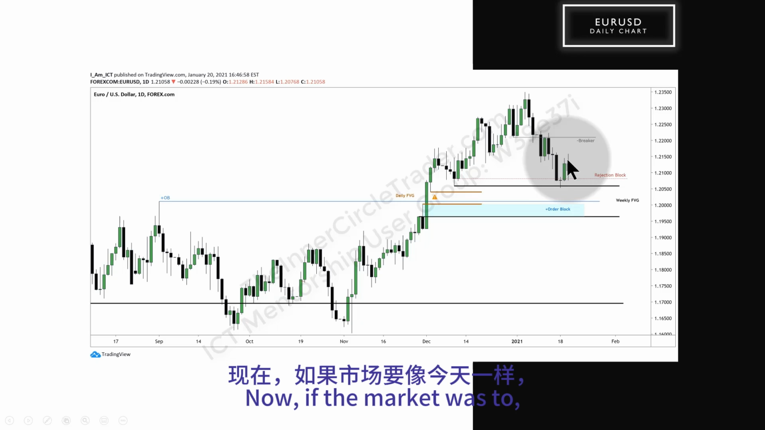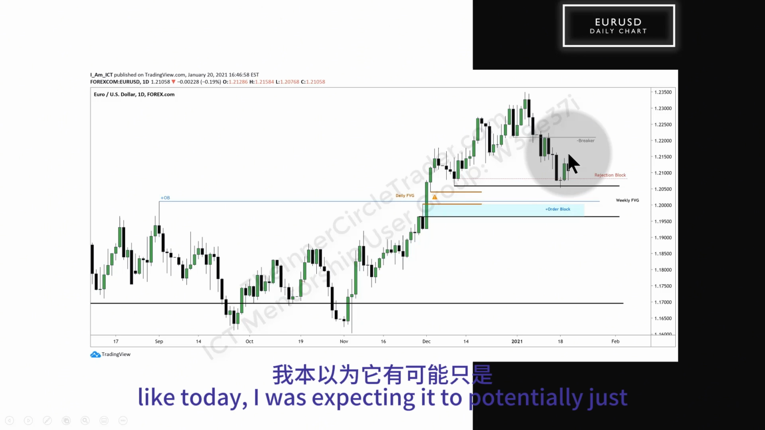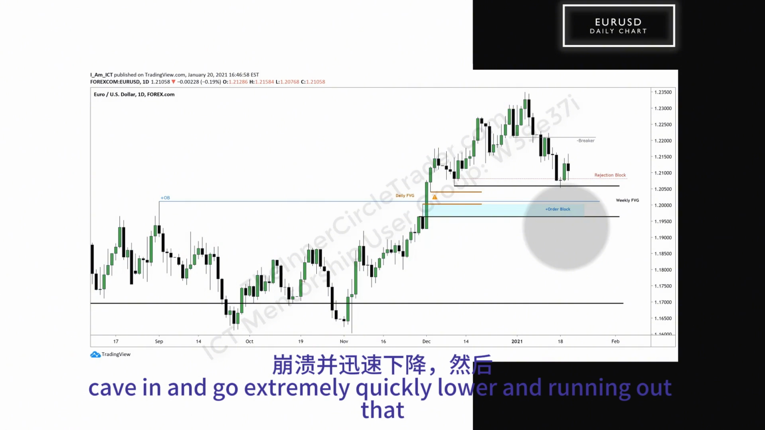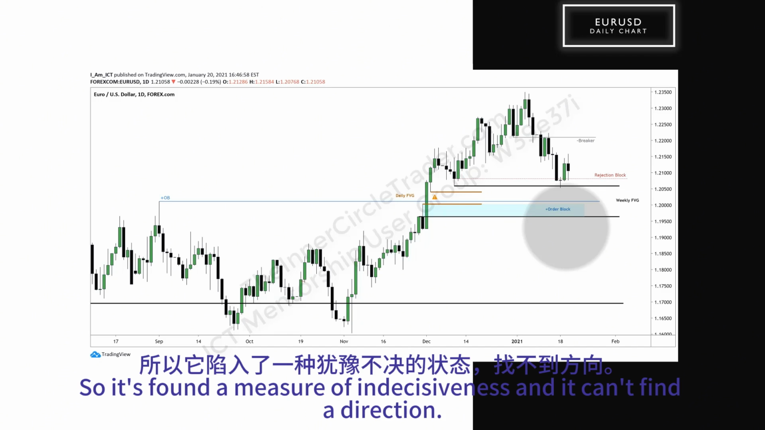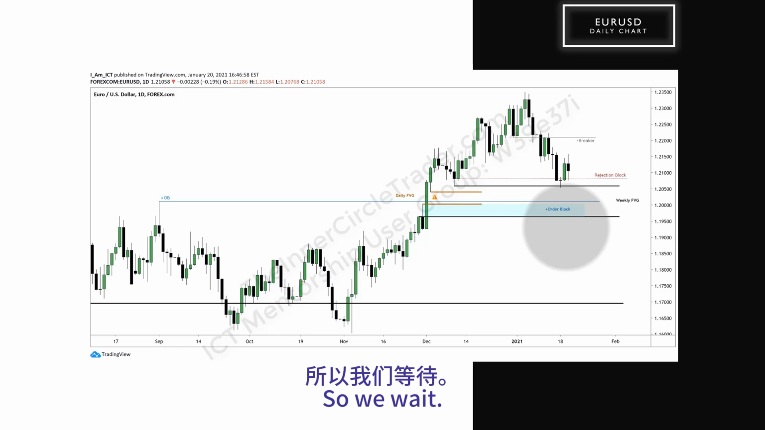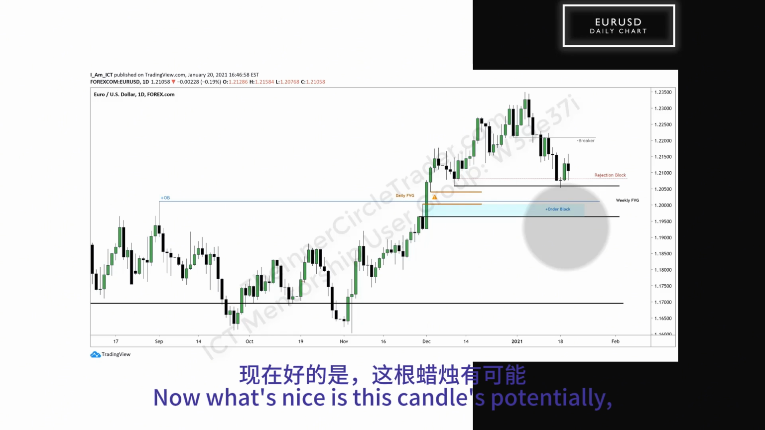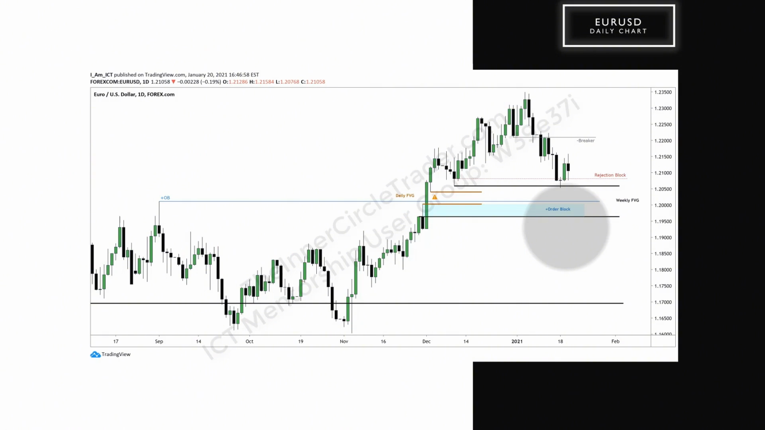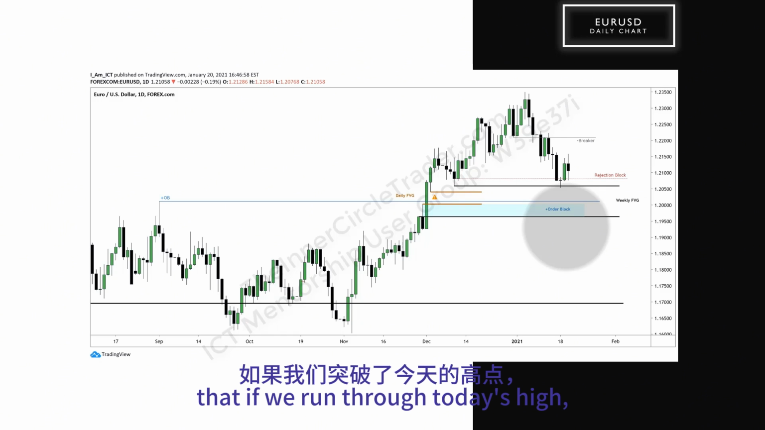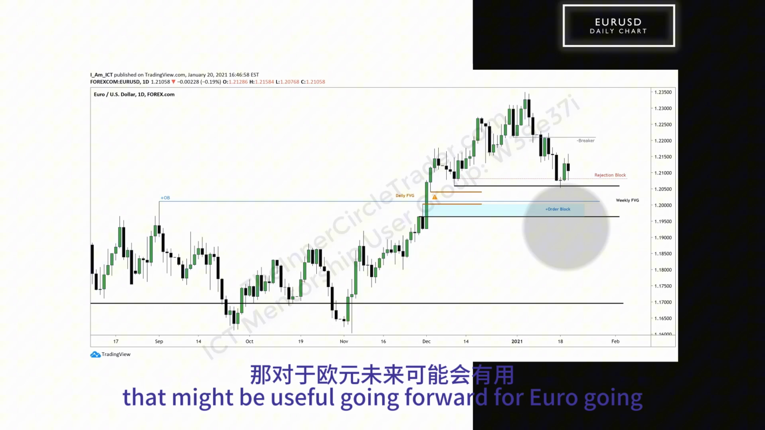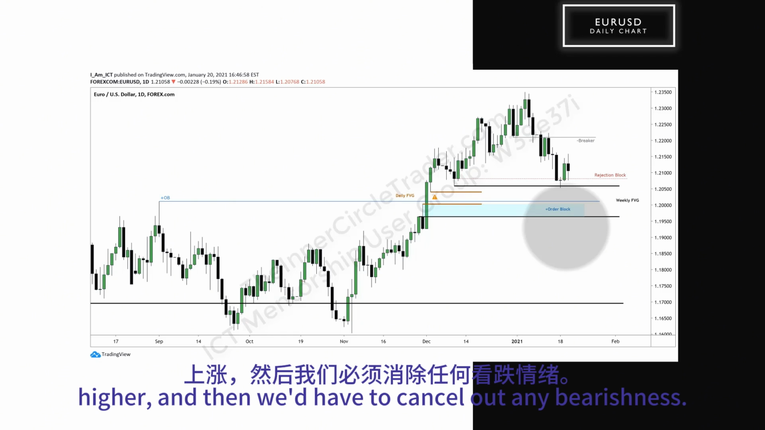Now, today I was expecting it to potentially just cave in and go extremely quickly lower, running out that Monday low, and it just simply couldn't do it. So it's found a measure of indecisiveness, and it can't find a direction. So we wait. Now, what's nice is this candle's possibly closing with a down close. That sets the tone for a potential bullish order block that if we run through today's high, that might be useful going forward for euro going higher, and then we'd have to cancel out any bearishness.